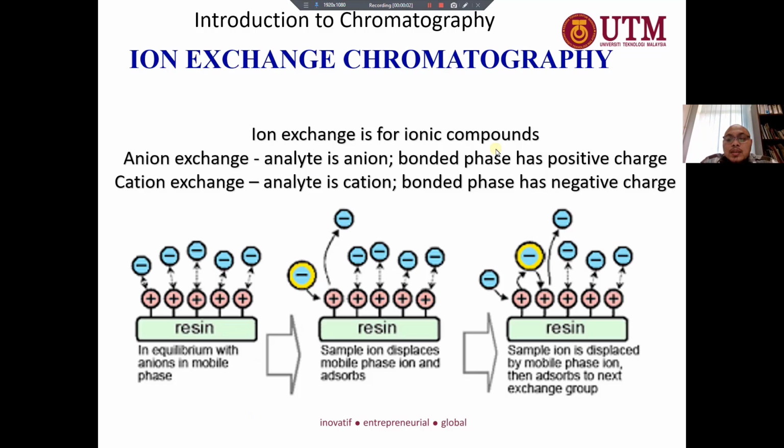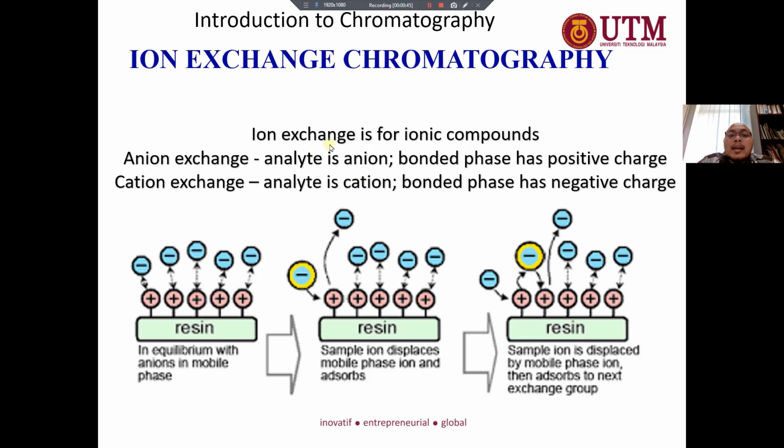Okay, the next one we will learn about ion exchange chromatography. Ion exchange is specifically for ionic compounds. Ionic compounds mean compounds that contain negative charge or positive charge. For ion exchange, we can divide into two, depending on the charge of our analyte. The first one is anion exchange, for analysis of analytes that are anions. Anion exchange is for anions. And then the next one we have cation exchange, for analytes that are cationic.